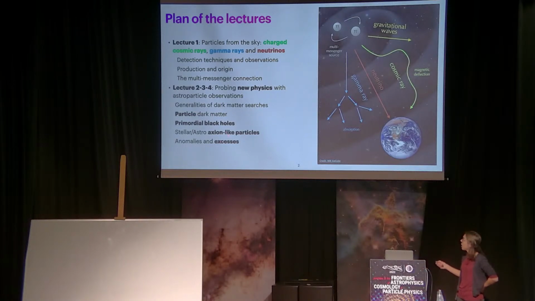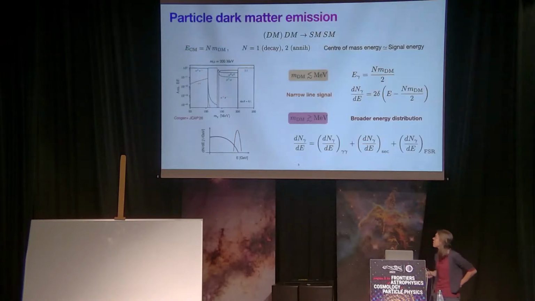And then we'll touch upon two other candidates that you have heard of in the other lectures, so primordial black holes and axion-like particles, which are not necessarily related to the dark matter problem. And finally, if there is time at the end of the second hour, I'll touch upon some anomalies that do exist in cosmic rays and gamma rays and how we can tackle them and try to find some solutions.